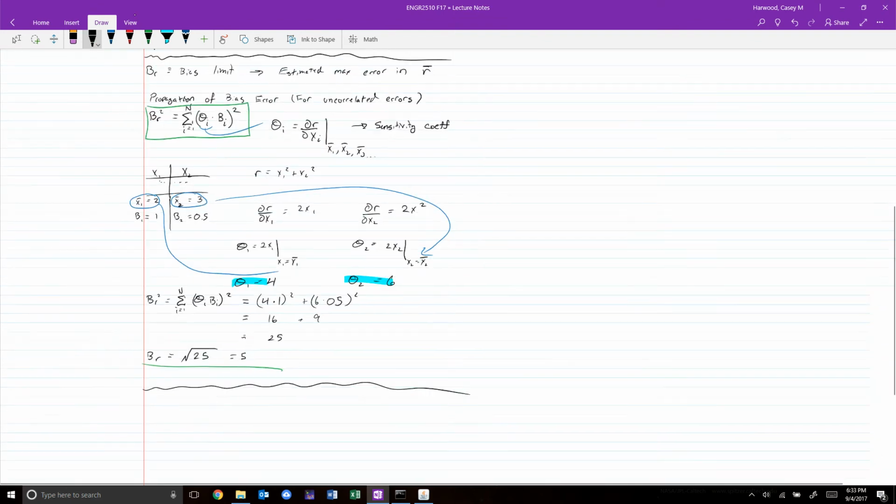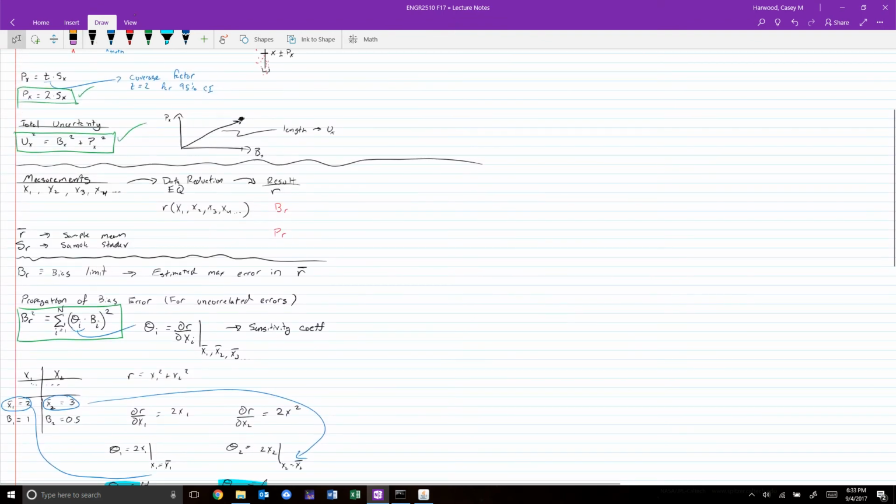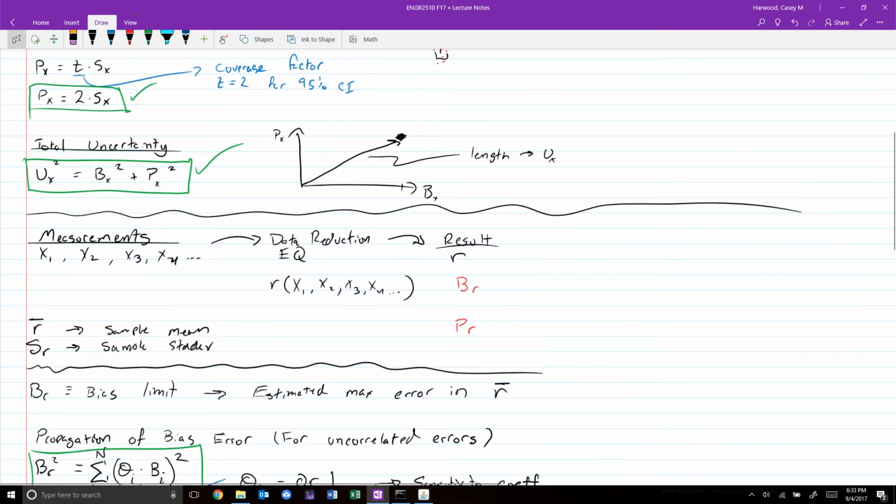So let's go ahead and head back up here. We've covered how to get the bias limit on R. What about the precision limit? Well, there are two approaches to getting a precision limit on R. And in this case, for this pre-lab, we only need one of them. And this is known as the method for repeated measurements.